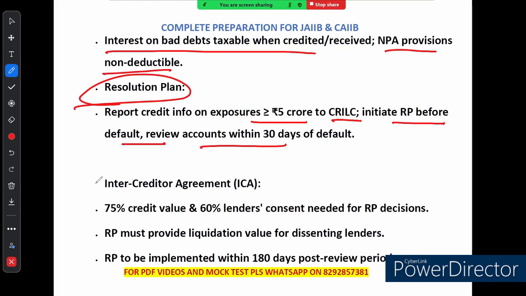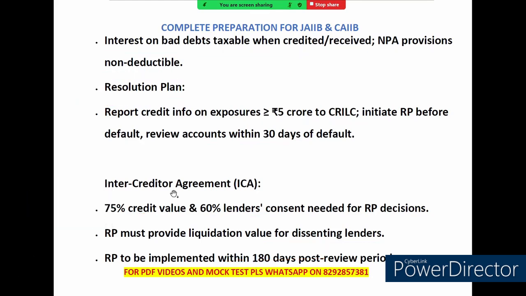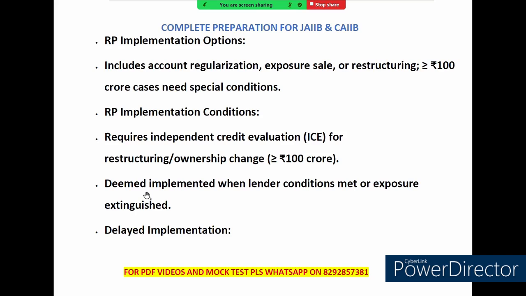When the banks work together on a resolution plan, at least 75% of the total loan value and 60% of the lenders need to agree on the plan. If some lenders do not agree, the plan must still offer them at least the liquidation value of the loan. The resolution plan has to be finalized and put into action within 180 days after the account review. These steps ensure a smooth process for handling troubled loans. You know, the resolution plan is related to that, which is called ICA, Inter-Creditor Agreement.